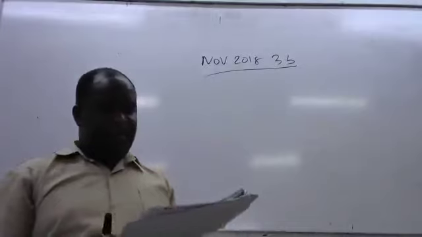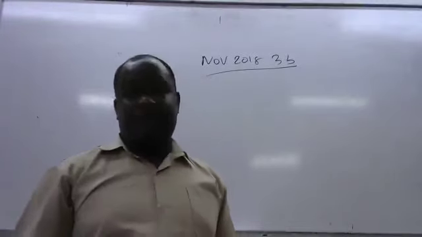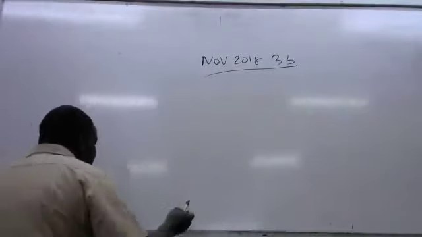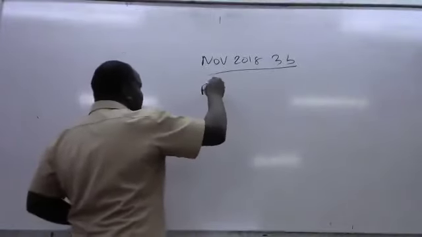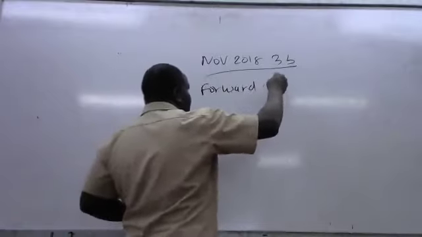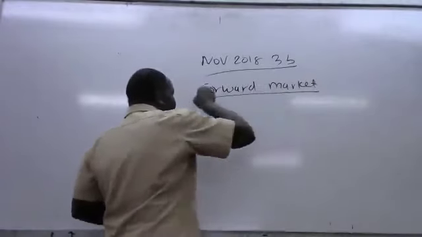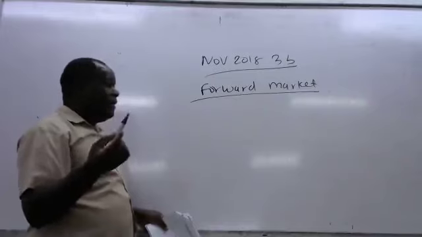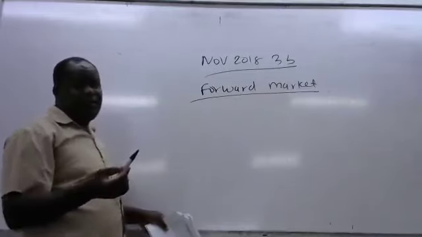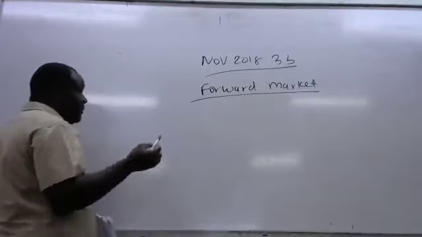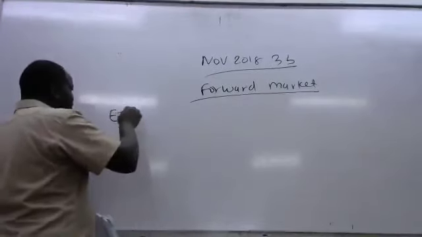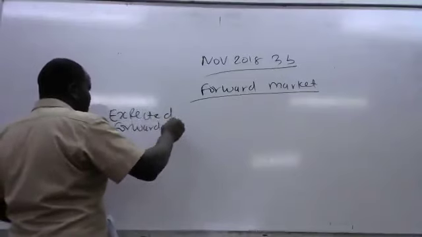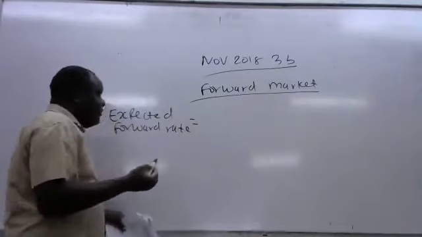So normally the best way is to start with the forward. Forward market is normally a shorter process. So we start with the forward market. When it comes to the forward market, we need to calculate the expected forward rate, because it was subjected to probabilities.